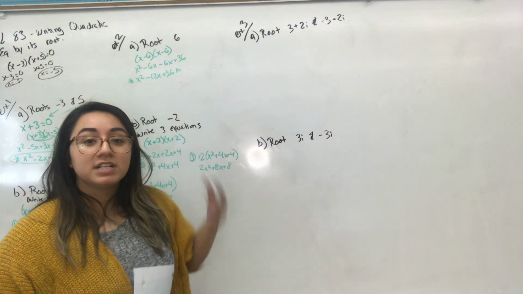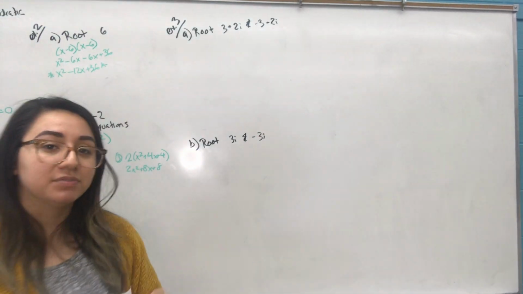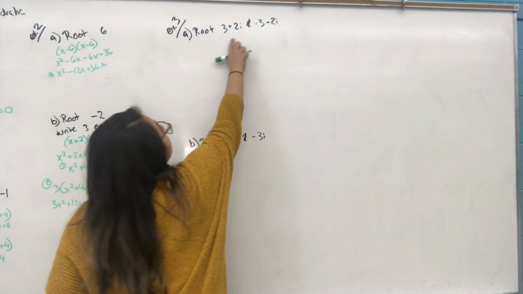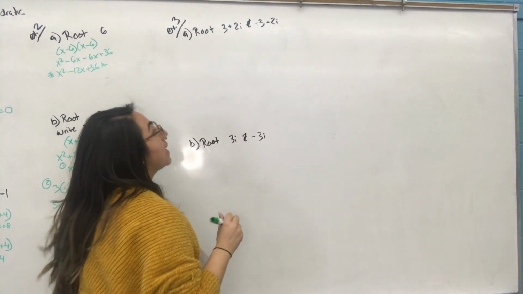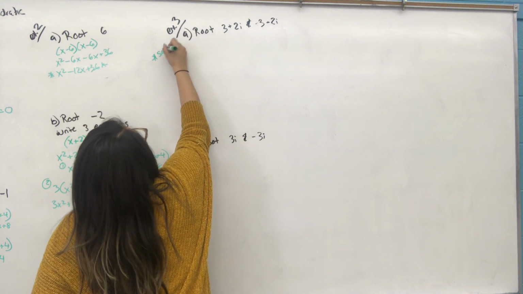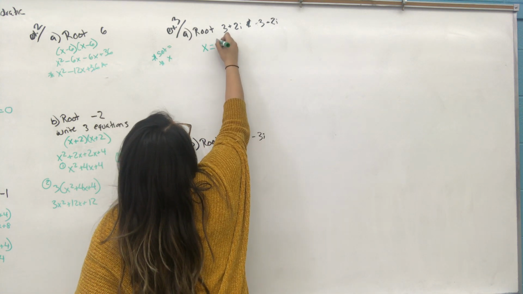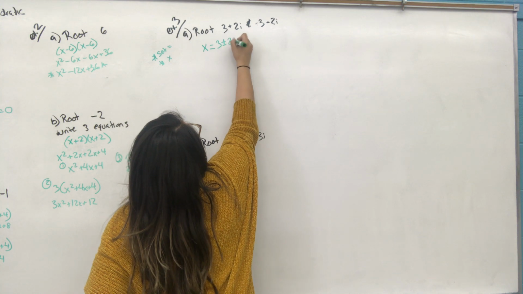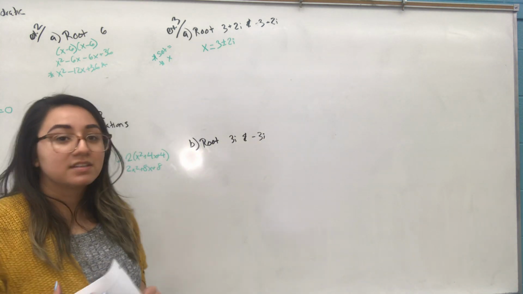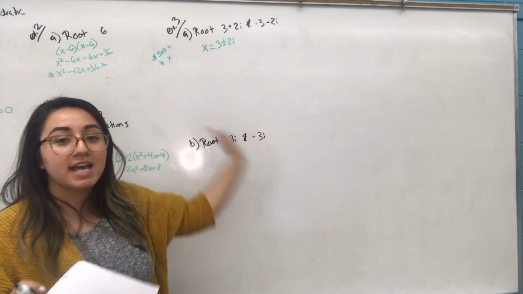Example 3 is when we're dealing with complex roots. So for complex roots, it's slightly different. Here, we have 3 plus 2i and 3 minus 2i. The first thing you do, you set it equal to x. So x is equal to 3 plus or minus 2i. Remember, the signs are different between. We separate them by having 3 plus that, 3 minus that.